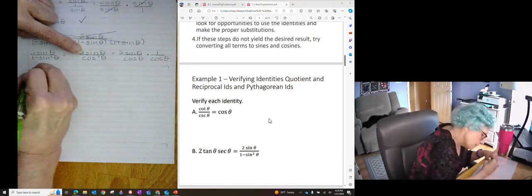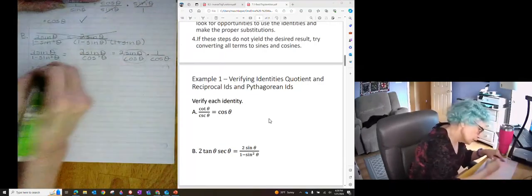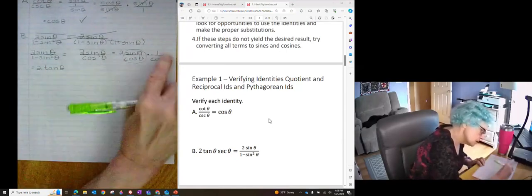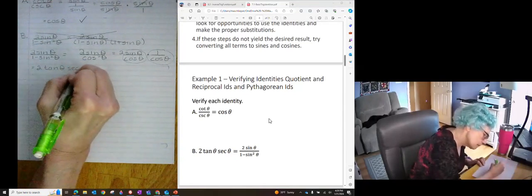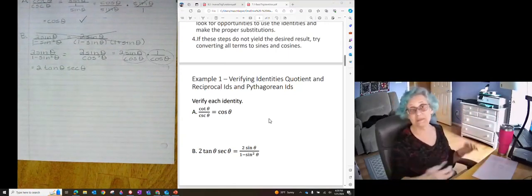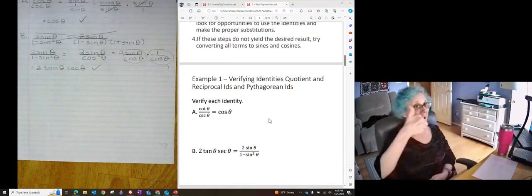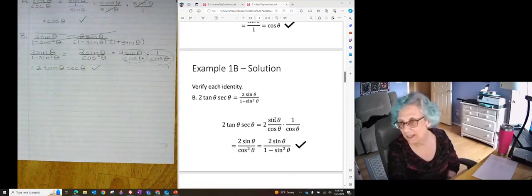But I have the 2 hanging out. I have sine over cosine, which is tangent of theta, and I have 1 over cosine, which is secant of theta. And now I'm really happy because I can put my check mark there and be done. Okay, there's the pretty answers.